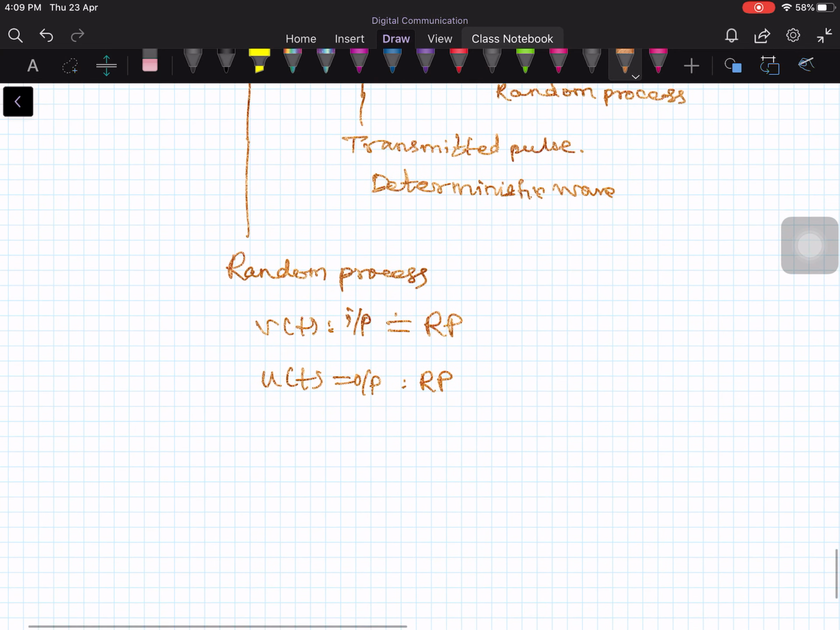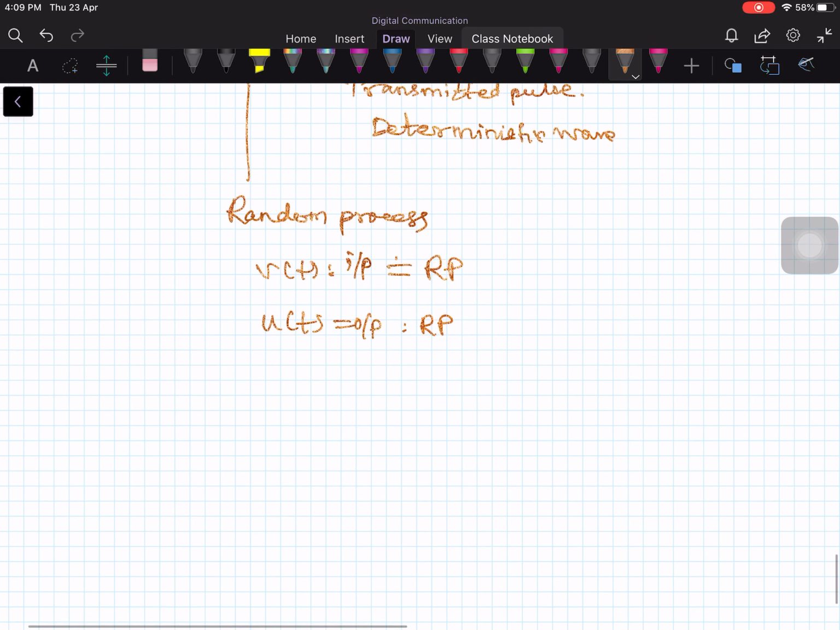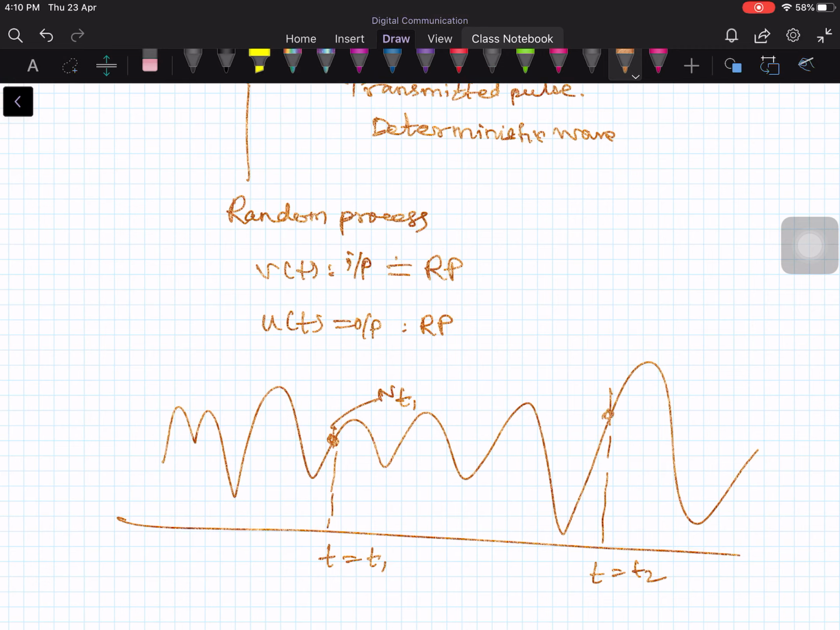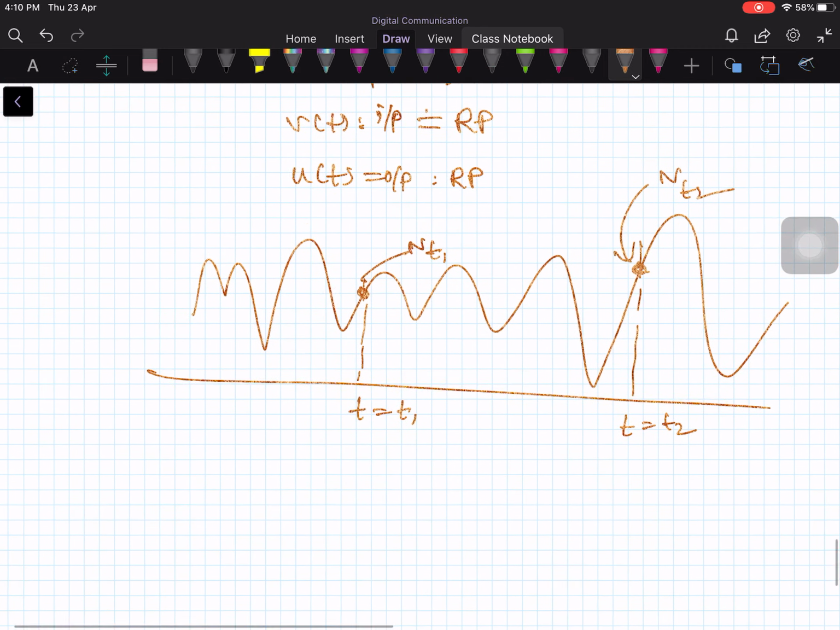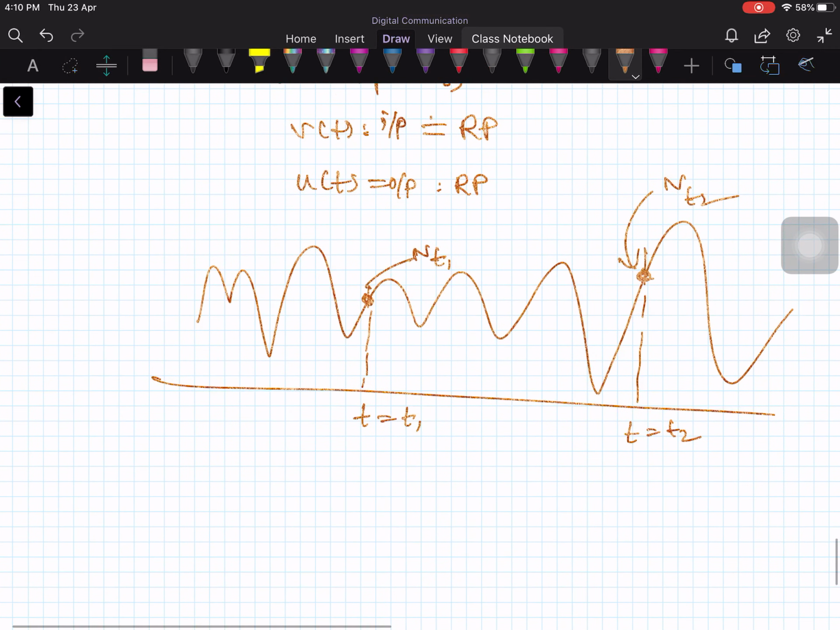A random process you cannot describe mathematically. You cannot write any mathematical equation for a random process. So in such a case, you take a random waveform like this and sample it at a particular time instant, let's say t equal to t1, and you get a random variable, n sub t1. You sample at some other time instant, t equal to t2, and you get another random variable, n sub t2. A random variable is described by its mean and variance.